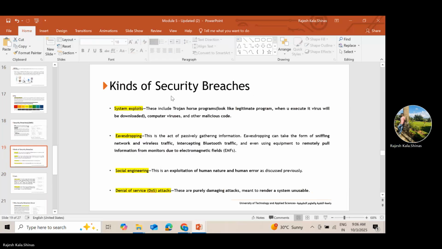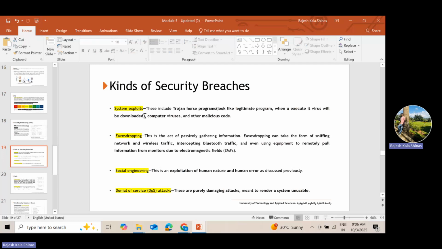Then what are the kinds of security breaches? System exploit, eavesdropping, social engineering, denial of service. System exploit means, for example, a Trojan horse program. A Trojan horse looks like a legitimate program, but when you execute it, a virus will be downloaded to the machine. Then we have computer viruses and other malicious code.